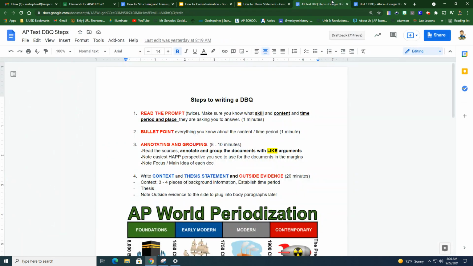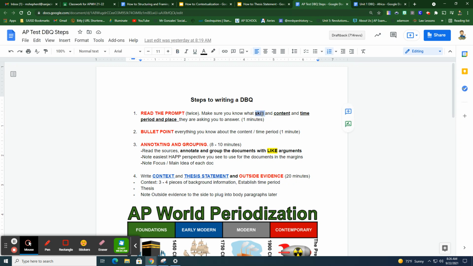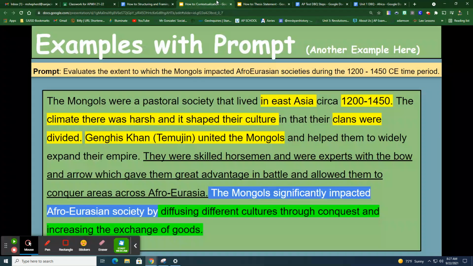All right. So now that we understand how to write a context statement, how to write a thesis statement, how it leads into our body paragraphs, how we have to establish a line of reasoning in our thesis, and how we have to have a connection from our context to our thesis statement, let's look at the steps to writing the DBQ. Now, I mentioned the first step really briefly earlier when I said the first thing you've got to do is what? Read the prompt, right? And that's what you're going to do. That should take less than 1 minute. And when you read that prompt, you're going to identify again the skill, the content, and the time period. And that is, again, at the beginning of this slideshow.